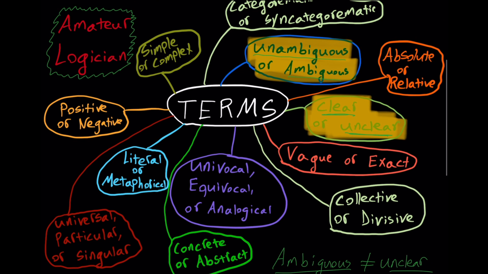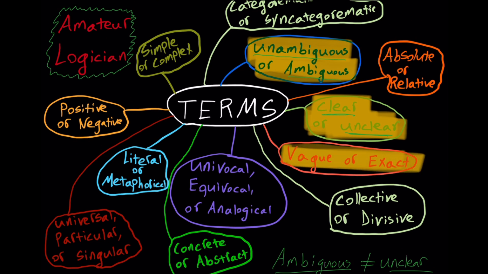Third, let's consider vague or exact terms. A vague term has a lack of a precise meaning. Many things in this world are hard to define. They're fuzzy. We can sometimes only settle for vague terms, vague definitions. And a lot of our knowledge is not exact. Hence, a lot of our terms will be vague. In contrast, an exact term is laser sharp.